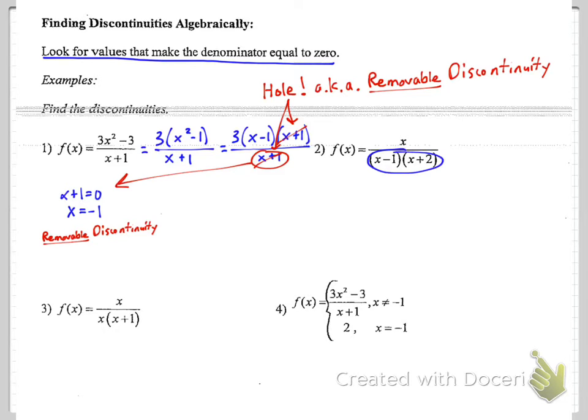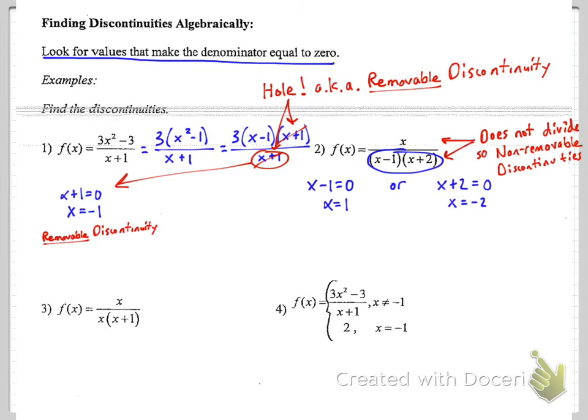Compare that with number 2. Notice that we have two different factors in the denominator. We set both equal to 0. So we get x equals 1 and x equals negative 2 are the two discontinuities. But notice that you cannot divide this out because those factors do not exist in the numerator. So these are non-removable discontinuities. And in this case, we know that they're actually vertical asymptotes, which is a type of non-removable discontinuity.